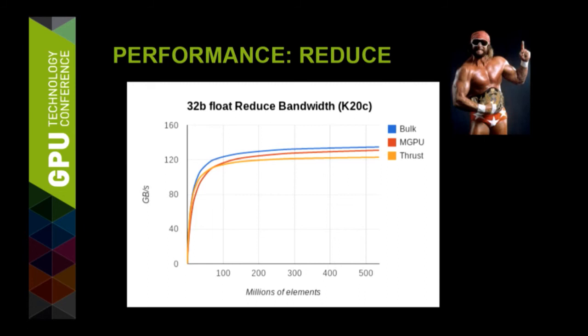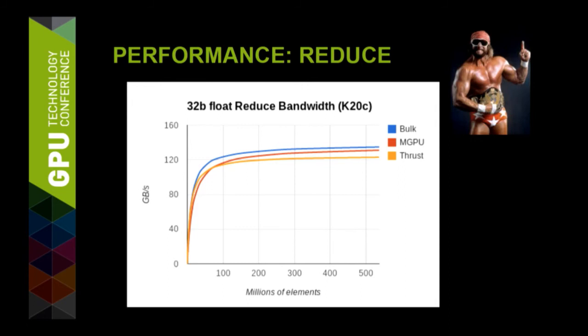So if we take a look at reduce, we can look at 3 different implementations of the reduce algorithm. The blue line at the top is something I've written, similar to what you saw in the slides before, using bulk. The red line is Sean Baxter's code, which I'm basically taking as a benchmark for high performance code. And finally, the orange line is the old Thrust code that's been replaced.